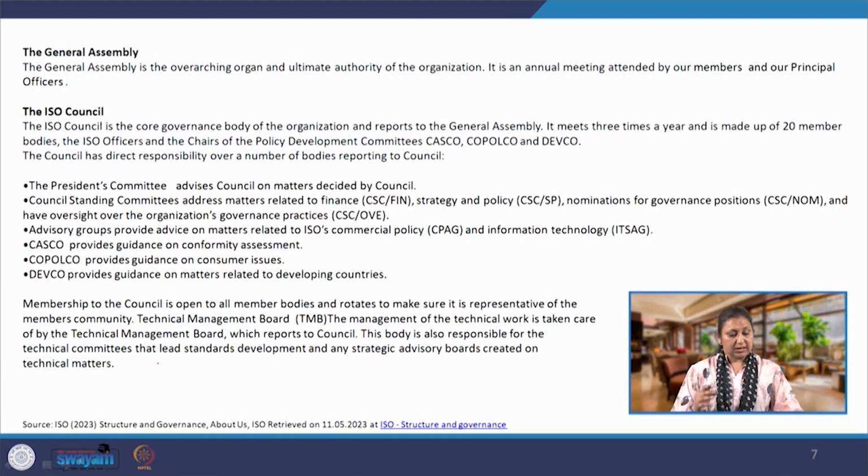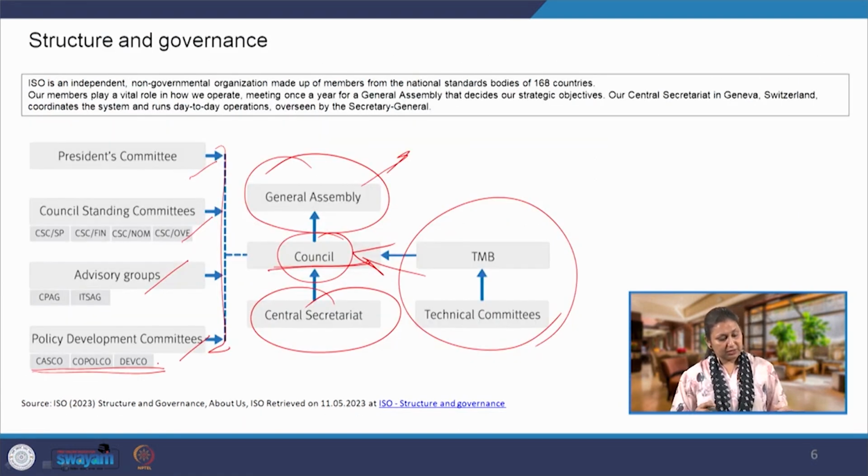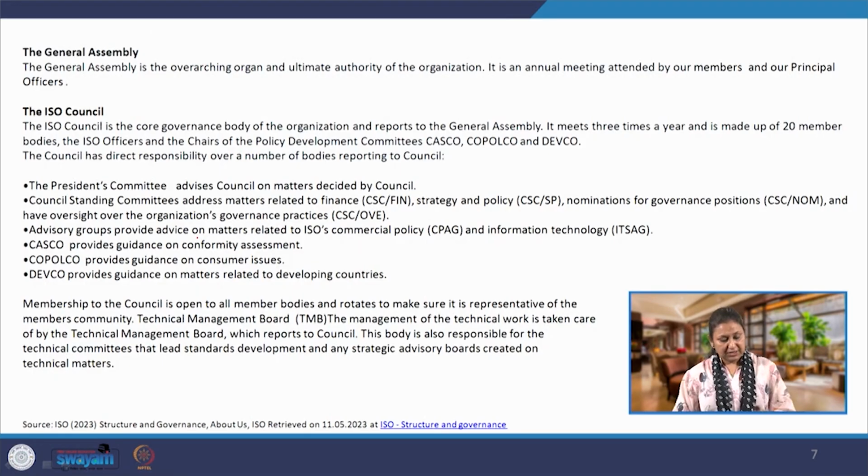If we look at the president's committee, it advises the council on matters which are decided by the council. The council standing committees, if we look here, there are 4 council standing committees. We have the finance standing committee, we have strategy and policy, and nominations for governance positions. So, there is a committee for that, and there is an overall organizational governance practices standing committee. The members are on rotation here; some will have permanent seats, but some will be rotating, and these committees will be reconstituted every few years.